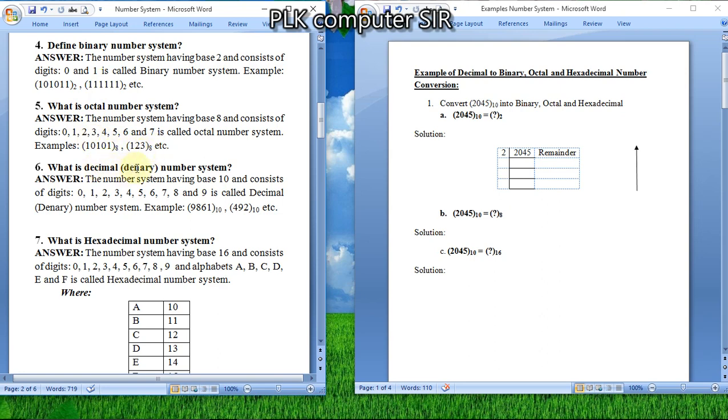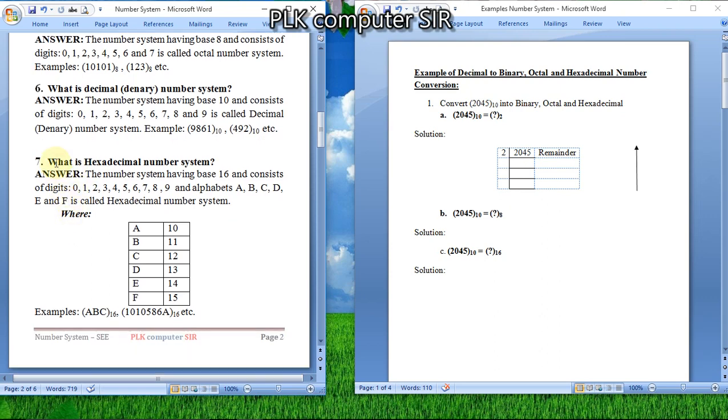What is decimal or denary number system? The number system having base 10 and consisting of digits 0, 1, 2, 3, 4, 5, 6, 7, 8 and 9 is called the decimal or denary number system. Example 9861 base 10, 492 base 10, etc.